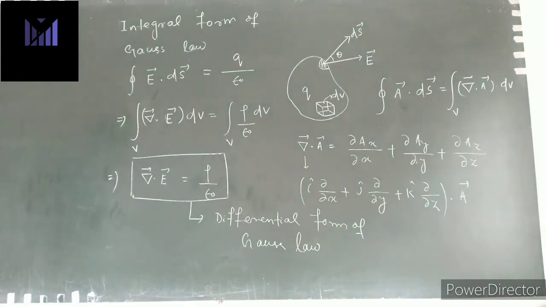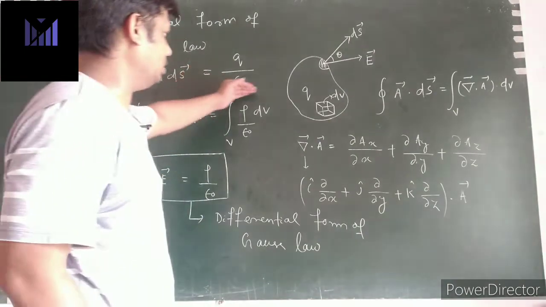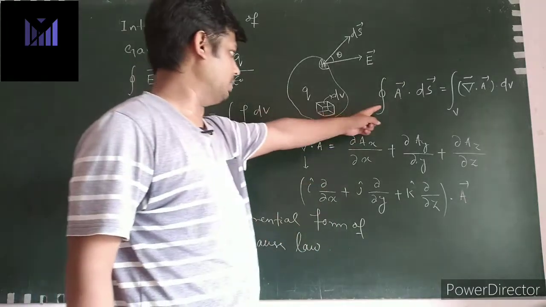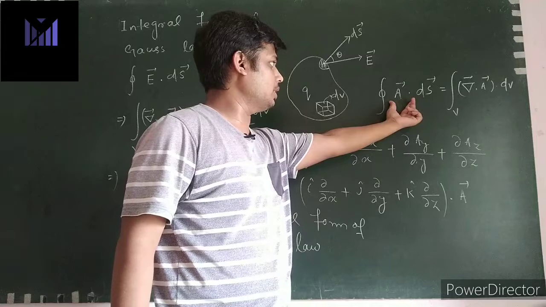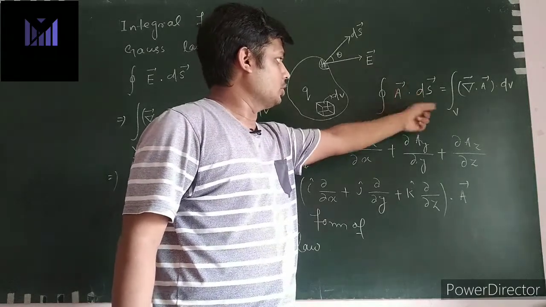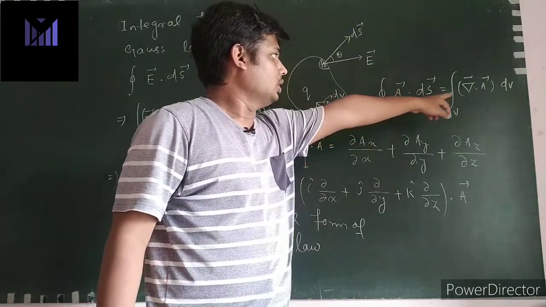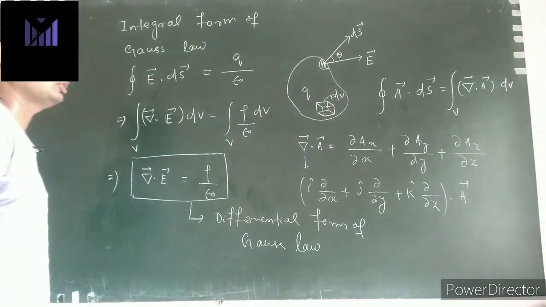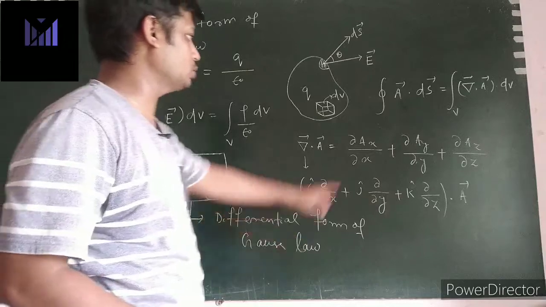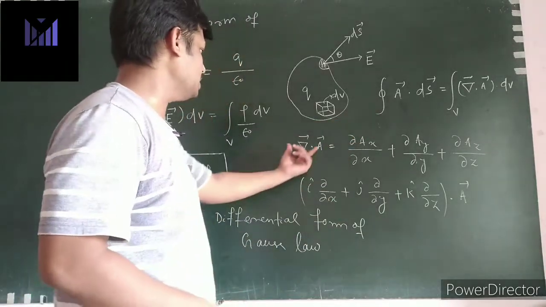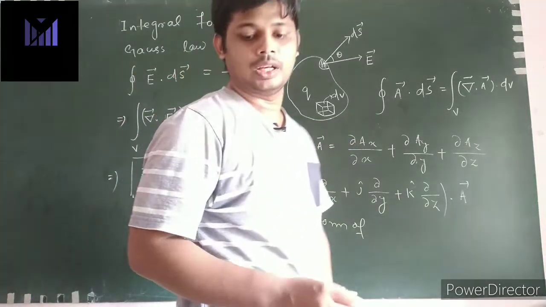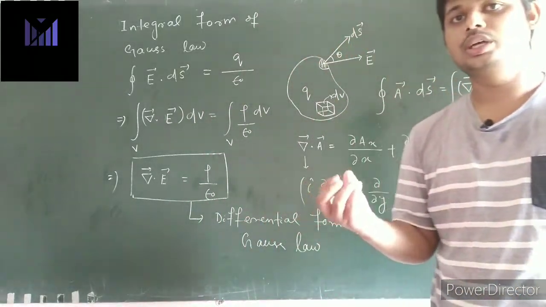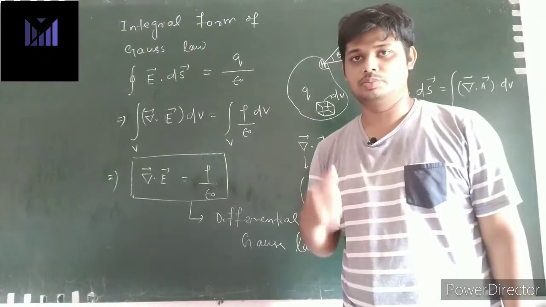So we used here the Gauss divergence theorem, which is defined as: the surface integration of a vector quantity is equal to the volume integration of the divergence of that vector quantity throughout the volume which is enclosed by this closed surface. And the physical significance of divergence is the net outward flux per unit volume associated with a very small volume in the space.